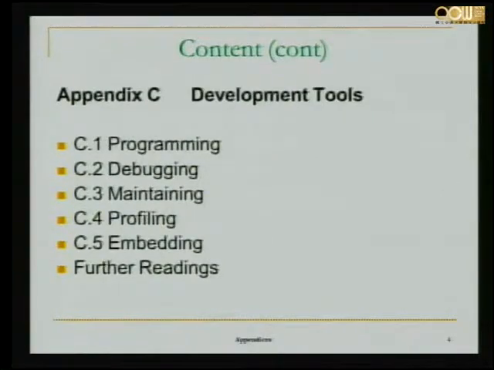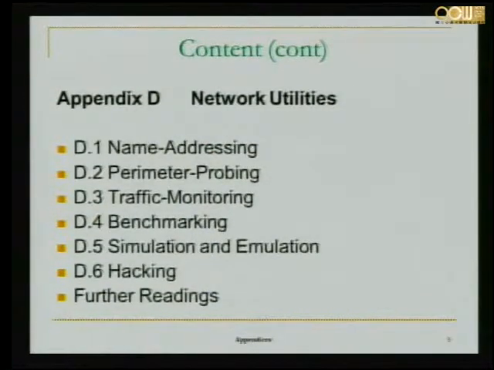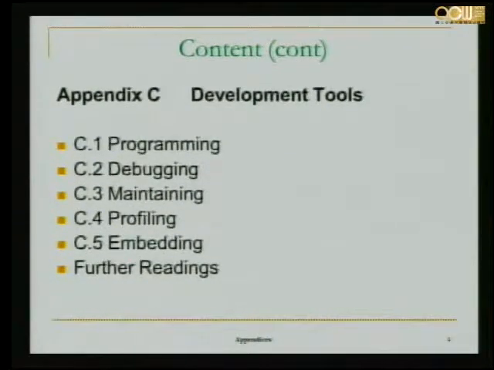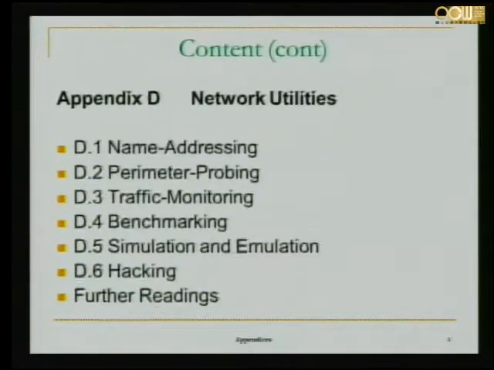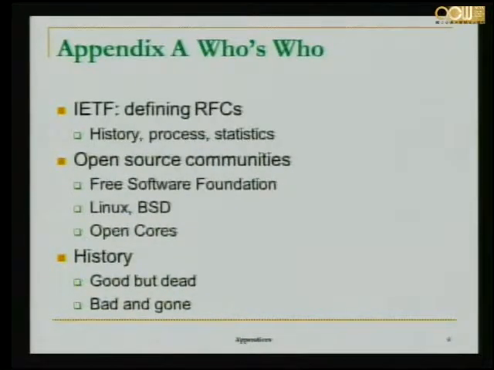And appendix C is on development tools, mostly for programmers. And appendix D is on network utilities with which you can do some experiments. So you can explore the network environment, network configuration or packets with those tools. So these are the four appendixes.